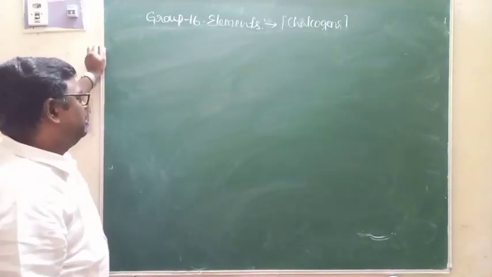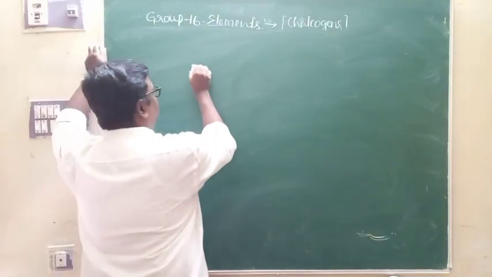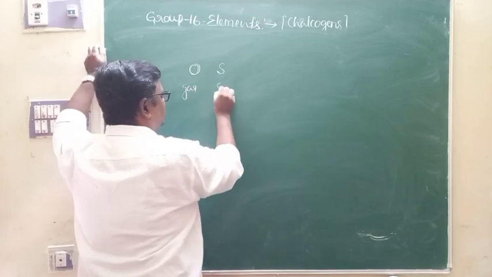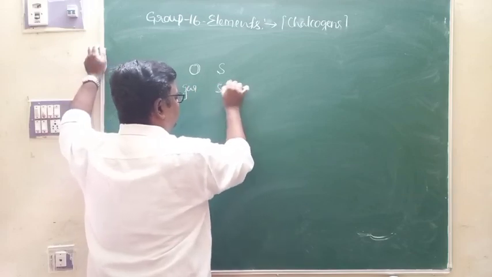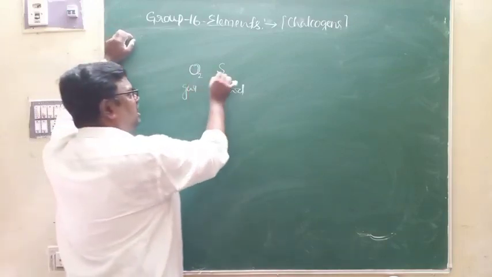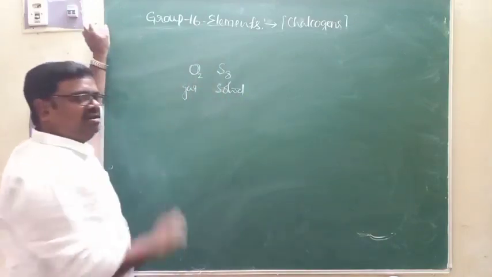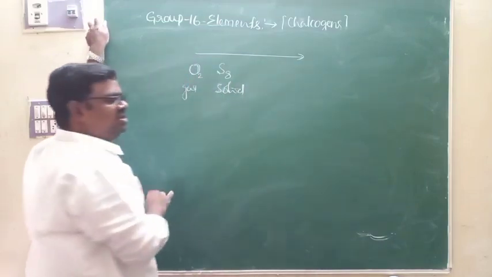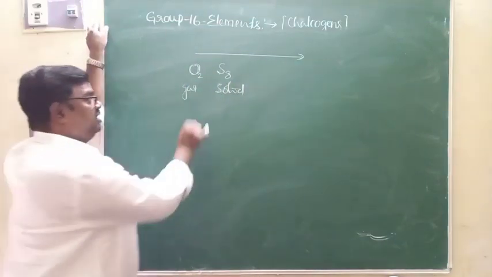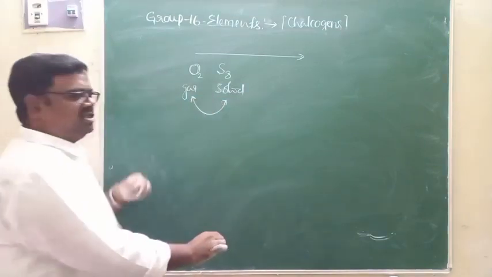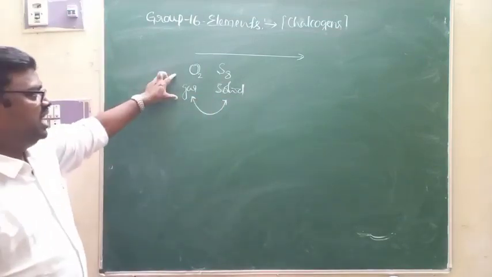And at the same time, I want to highlight one more aspect here. If I move from oxygen to sulfur, oxygen is a gas and sulfur is a solid. O2 is a gas, sulfur is a solid. Remaining are solids. No doubt, melting and boiling points will increase from oxygen to polonium. There is a large difference in melting and boiling points of oxygen and sulfur. It's a gas and it's a solid.